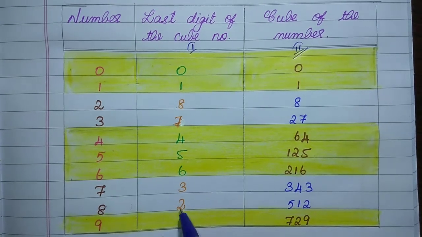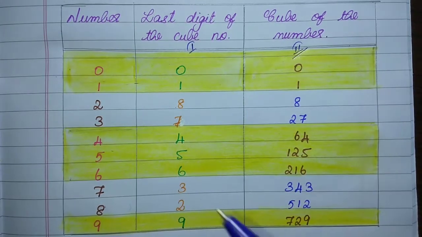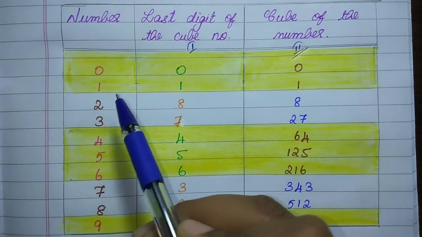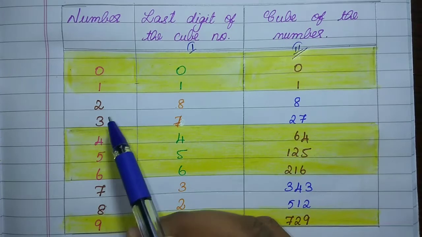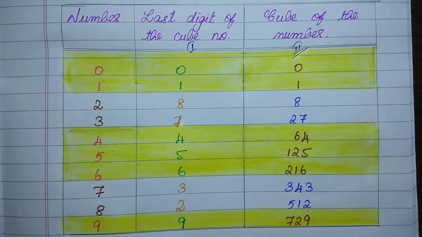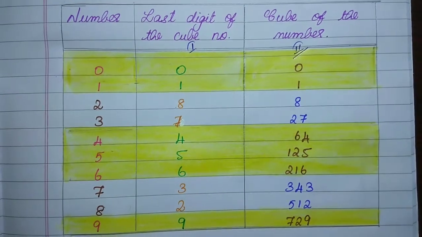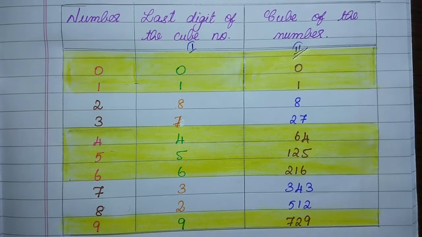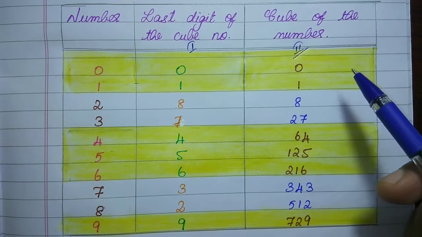See, 8, 2, 7, 3, 3, 7, 2, 8. Okay, so the last digit of the cube of 8 will be 2, and the last digit for the cube of 2 will be 8, and the same for 3 it will be 7, and for 7 it will be 3. So this is a trick to know it. And you also have to remember these numbers. You have to just remember the cubes of the first 9 numbers.